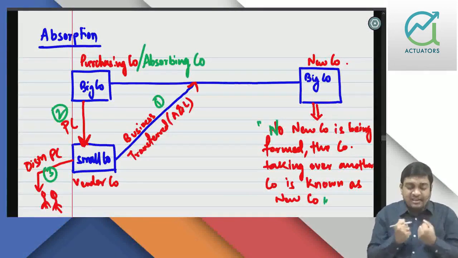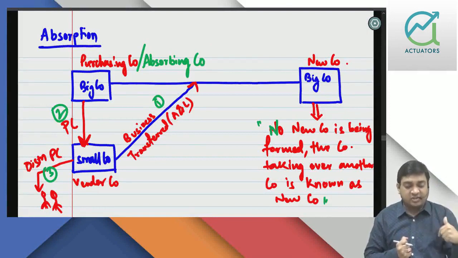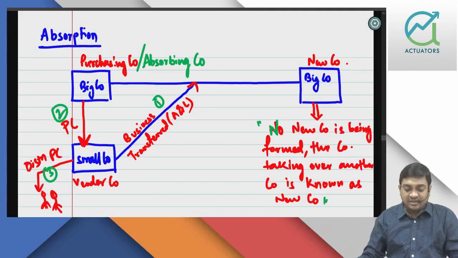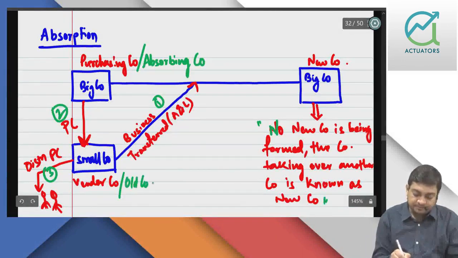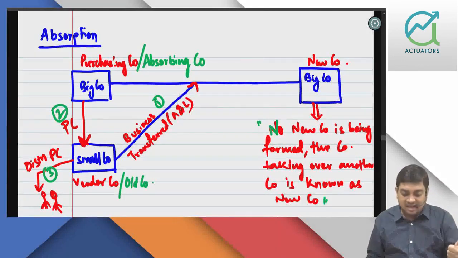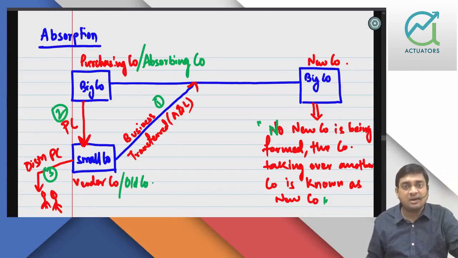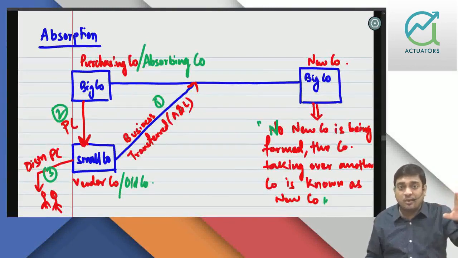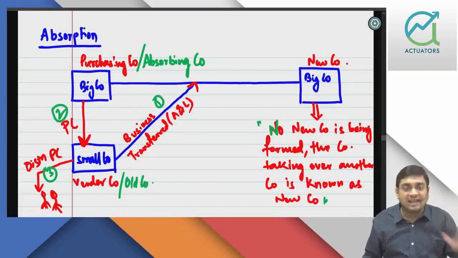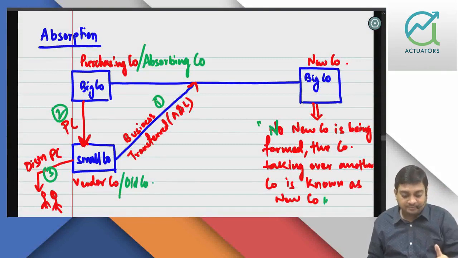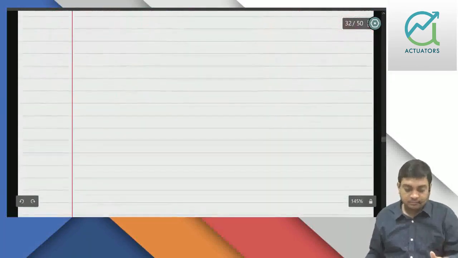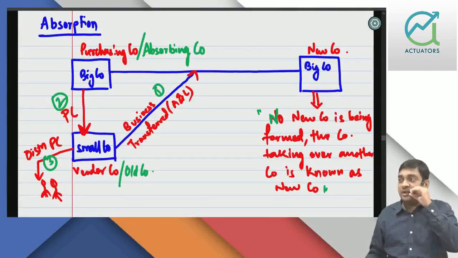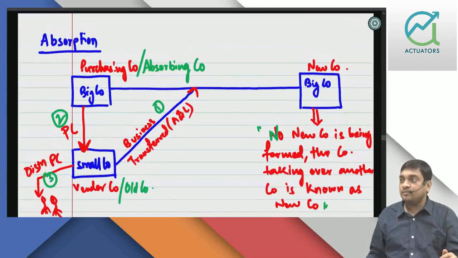So I am buying assets and liabilities of one company. I am giving PC to its shareholders, and that PC will be distributed. Right? So the company which is selling is known as the old company, and the company which is purchasing will be known as the new company. Right? Don't take that new company meaning in that sense that the company is actually formed. No. New company means the purchasing company and old company means the selling company. Is that fine? I guess this is absolutely okay with all of you. Right?